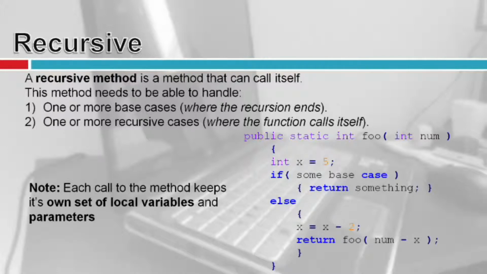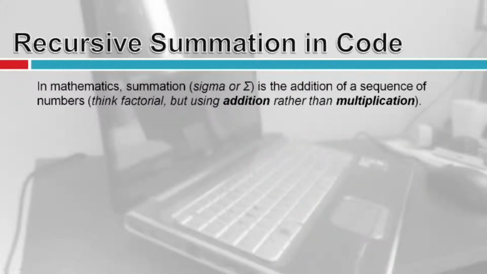We're going to go through a demo later on, and I'll show this to you. We'll take a simpler case called summation. You may have seen summation notation where we use sigma. It's essentially the addition of a sequence of numbers. Think factorial, but using addition rather than multiplication. The notation may look kind of complex, but really it's fairly simple. Instead of 3 times 2 times 1, it's really 3 plus 2 plus 1.